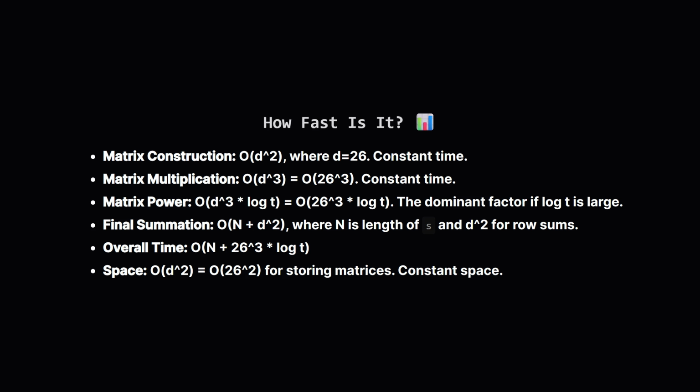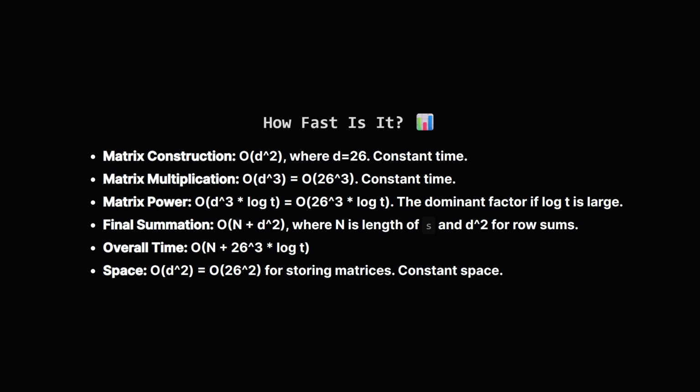So how efficient is this matrix approach? Let's analyze it. Building the initial matrix takes constant time, basically 26 squared operations. Multiplying two 26 by 26 matrices takes roughly 26 cubed operations, which is also a constant, although a larger one. The matrix power calculation involves about log t matrix multiplications, where t is the number of transformations. So this part takes around 26 cubed times log t. This is the most significant part if t is very large.